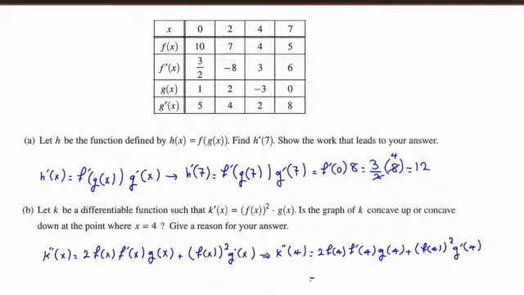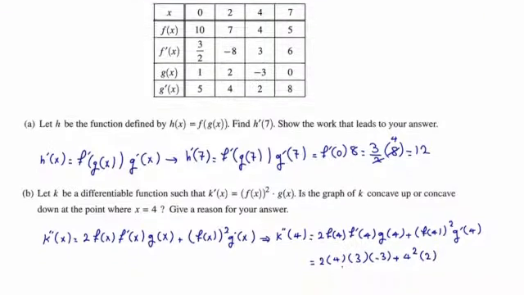And then we can say 2 f of 4 is what? F of 4 is 4 over 2, 4. F prime of 4 is 3. G of 4 is negative 3. Plus f of 4 squared is 4 squared times g prime of 4 is 2.